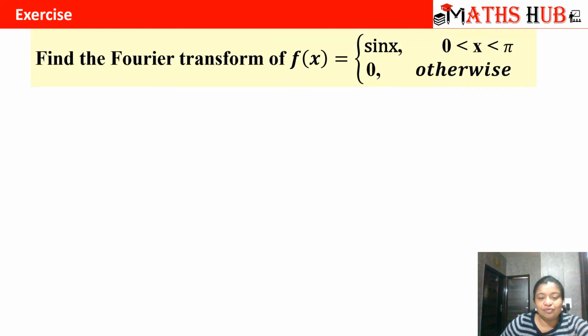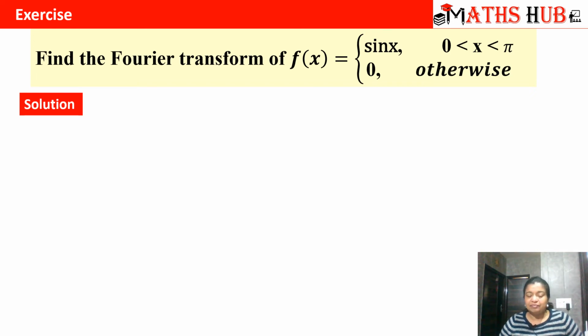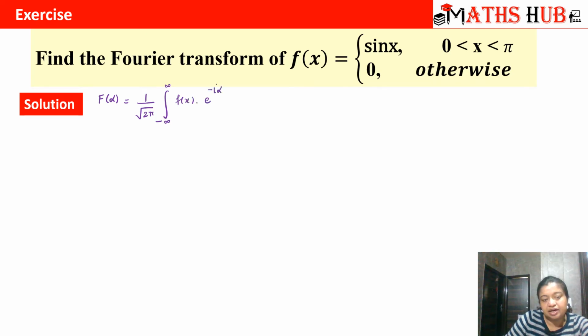So the next question says that you need to calculate the Fourier transform of f(x) equal to sin x in the interval 0 less than x less than pi and 0 otherwise, right? So now let's calculate the Fourier transform. So we know that F(alpha) is equal to 1 by under root 2 pi, integral from minus infinity to infinity, f(x) into e raised to power minus iota alpha x, right?